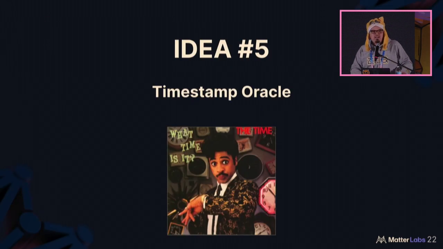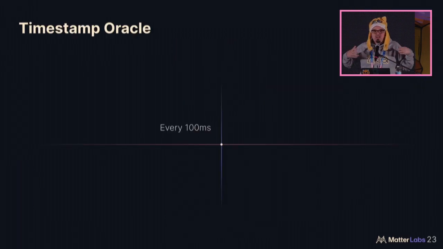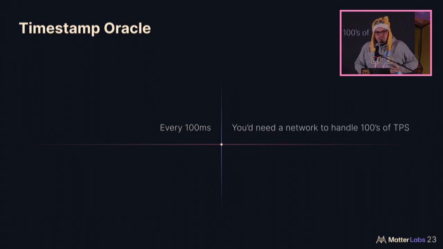Another one is this idea of a timestamp oracle. What if on-chain your smart contract or your application had access to the current timestamp down to the 100 milliseconds? Right now, the only way you get access to a timestamp is the current block timestamp. Depending on what network or protocol you're using, that could be a few seconds apart. It's not an accurate timestamp to what the actual time is right now. It's just when the last block was mined. And what you'll really need here is a network that can handle hundreds, if not thousands, of transactions per second.